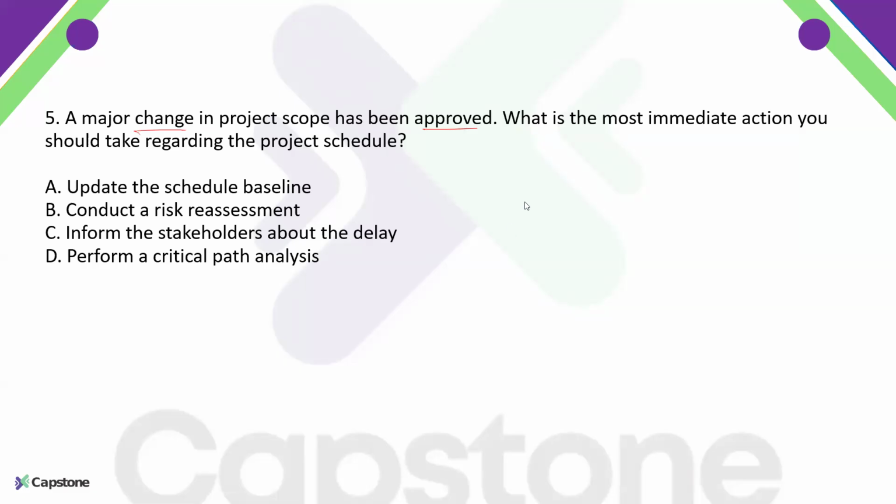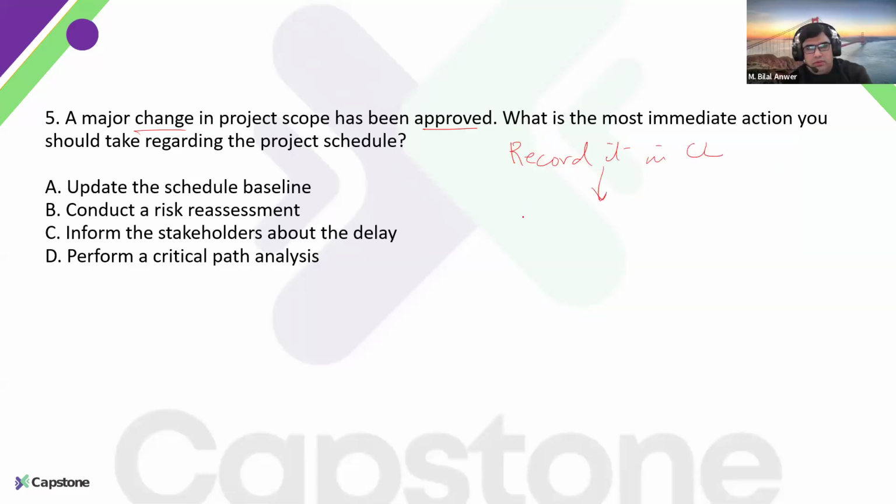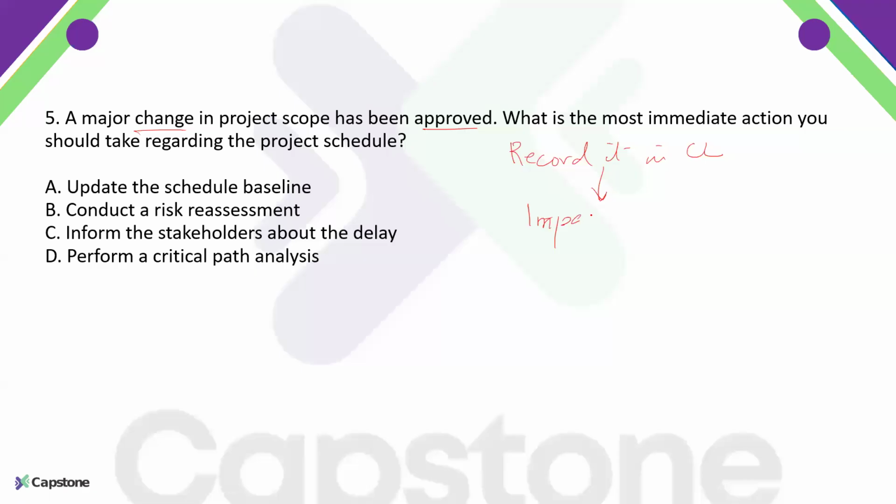Okay, so how many answers do we have? 1, 2, 3, 4, 5, 6, all. All right, so let's dissect the options. Change is approved. So what does this mean? Whenever a change is submitted, what is the first step that we do? We record it in the change log and do the impact analysis.